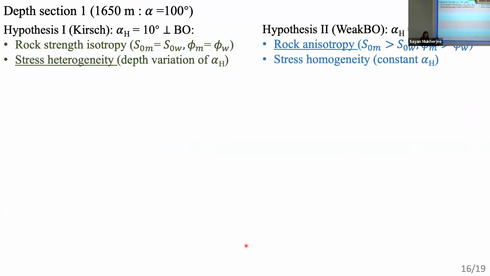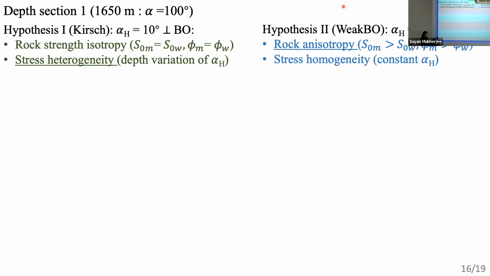Remember that we have three depth sections. So here I will first show the result for depth section 1, where we have a breakout azimuth around 100 degrees. I have two hypotheses. The first hypothesis is the Kirsch hypothesis. So my alpha H is at 10 degrees, which is perpendicular to the breakout, and the rock strength is isotropic. So the breakout azimuth rotation we observed is actually due to stress heterogeneity, which is the depth variation of alpha H.